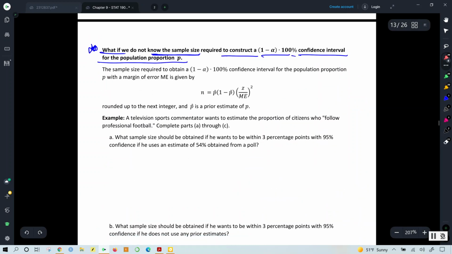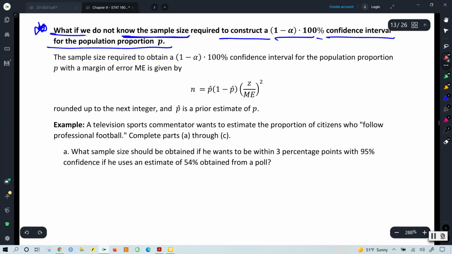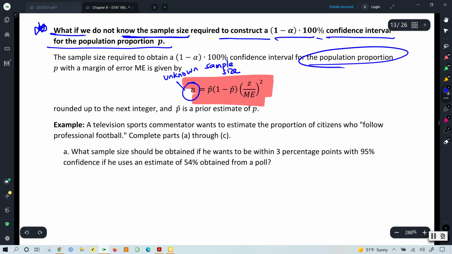So let's begin. The good news is that we have a ready-made formula that helps us only when you're trying to find an unknown sample size, only when you're trying to estimate the population proportion. Note, this formula should not be used when you're trying to estimate the population mean. This should only be used when you're trying to find the sample size when estimating the population proportion.